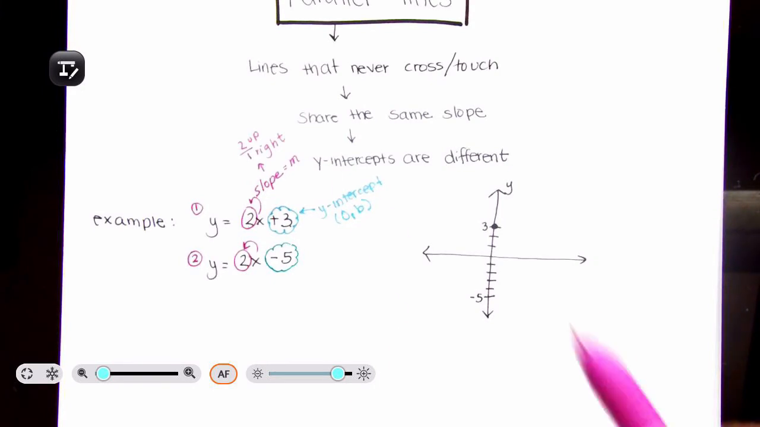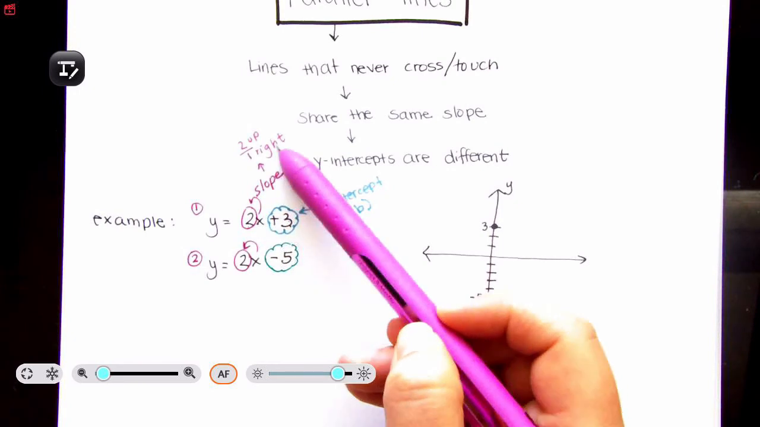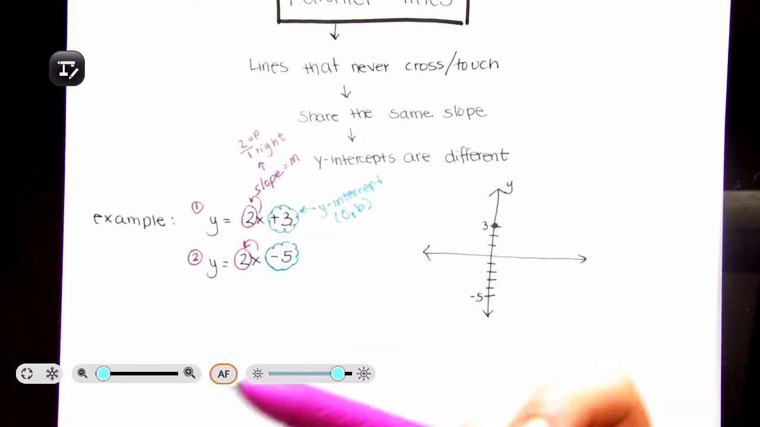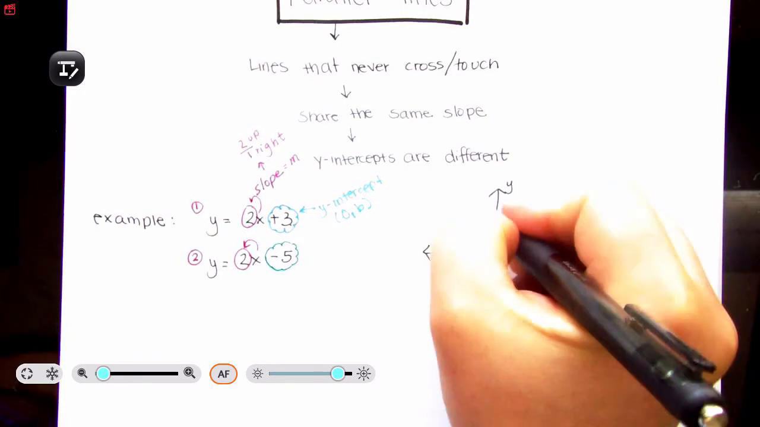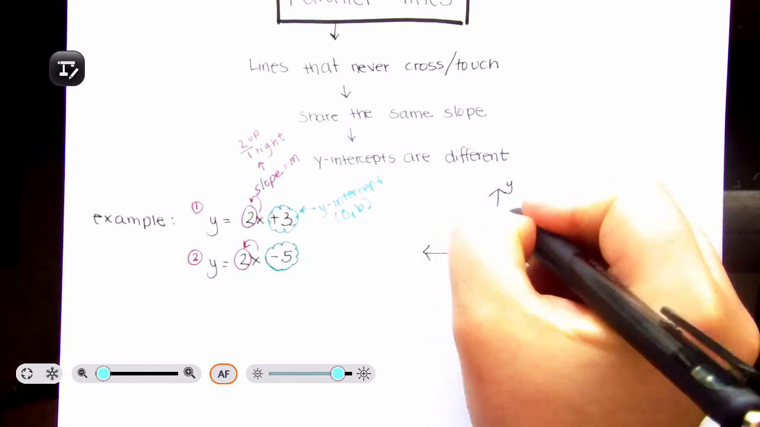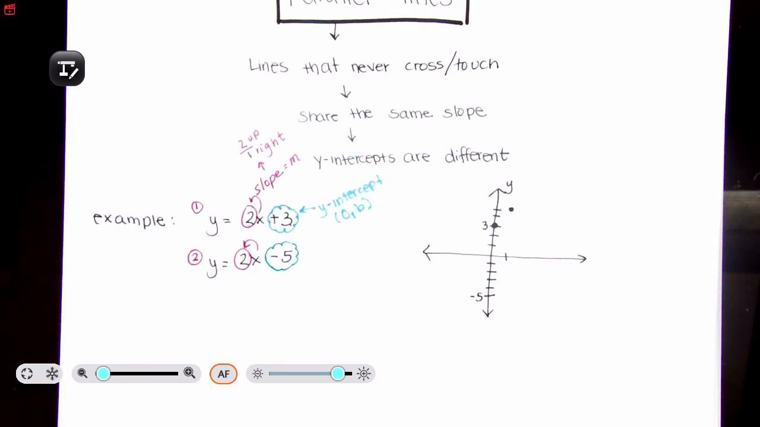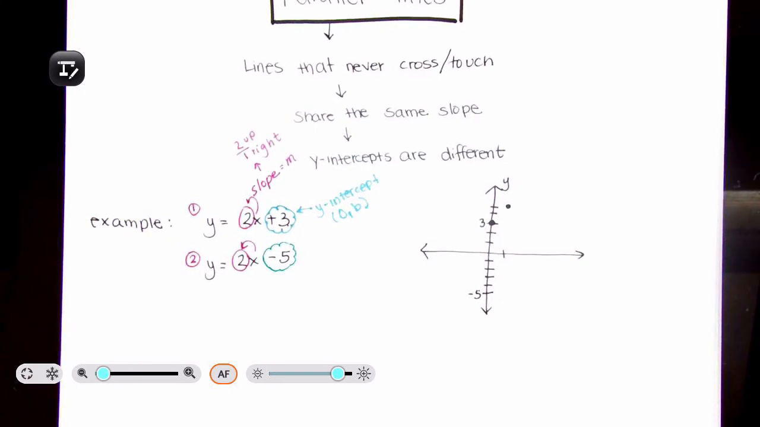Okay, so 2 up, 1 right. This is rise over run. If we had a negative slope, then that would change. All right, so let's go up 2 and to the right 1. So here's our second point on our first equation.